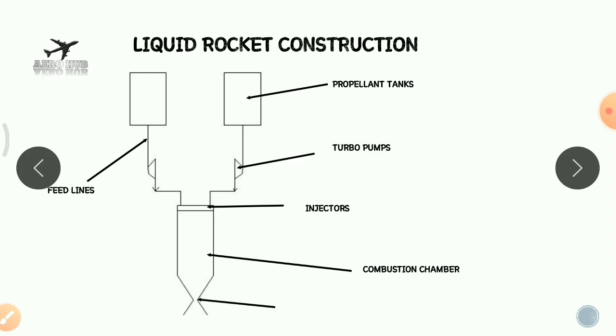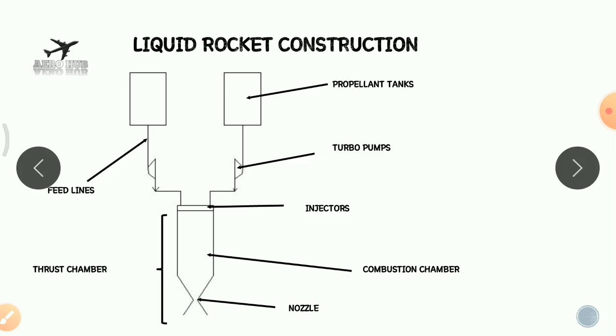Finally, the final part of the rocket is called the nozzle. In the nozzle, the gases get expanded and a high velocity jet is produced at the exit of the nozzle. And the combination of the combustion chamber and nozzle is called the thrust chamber.